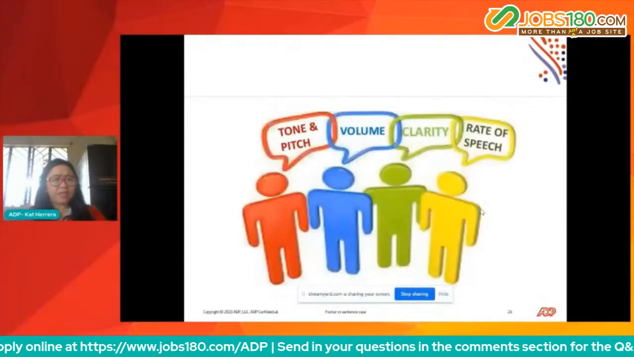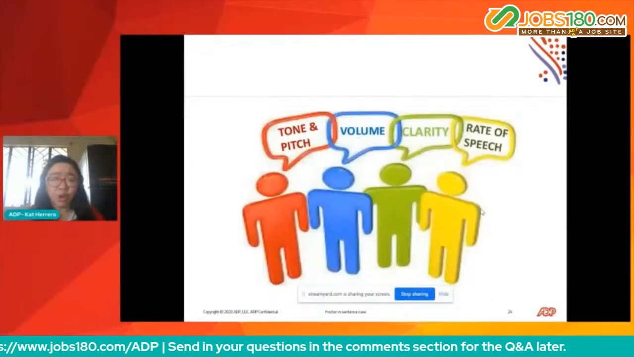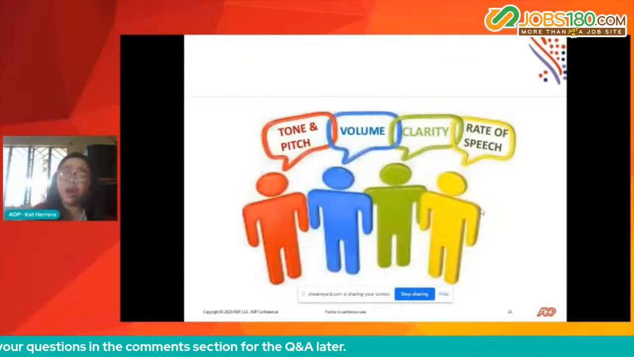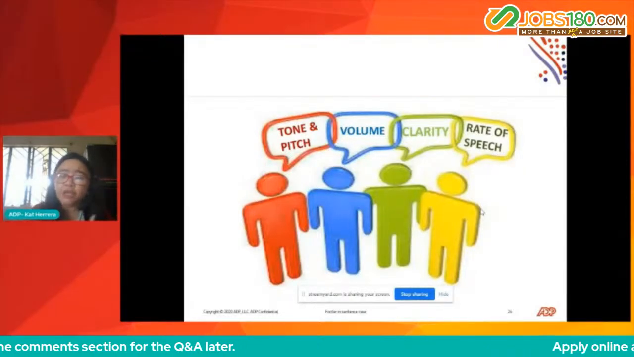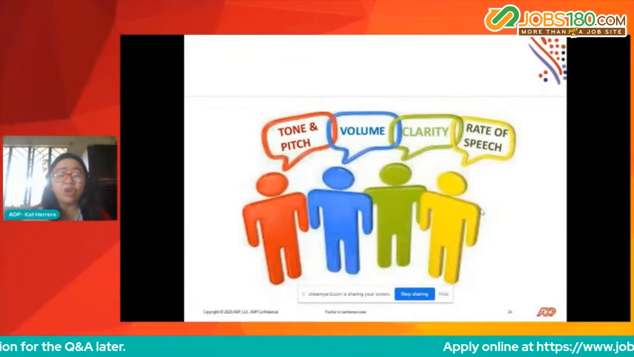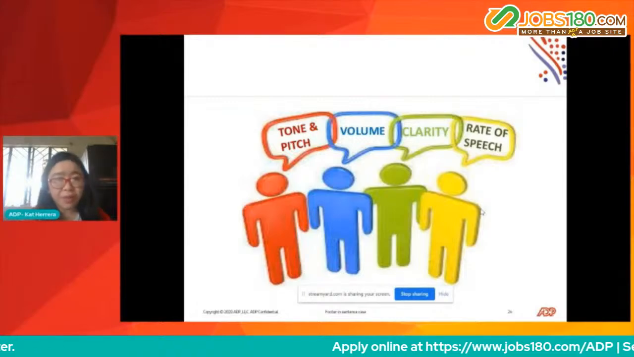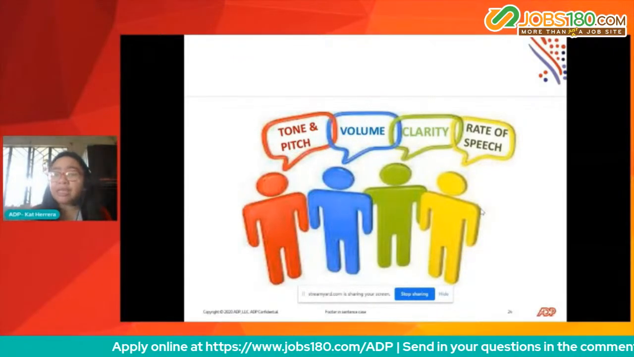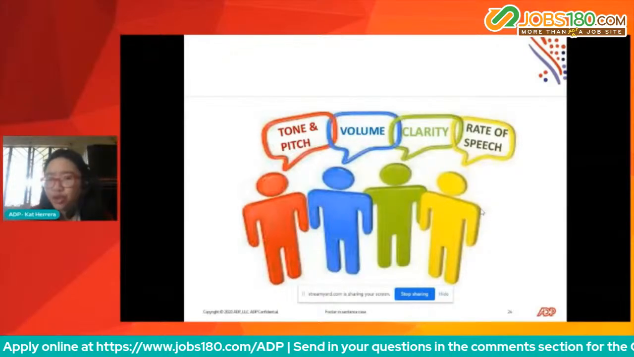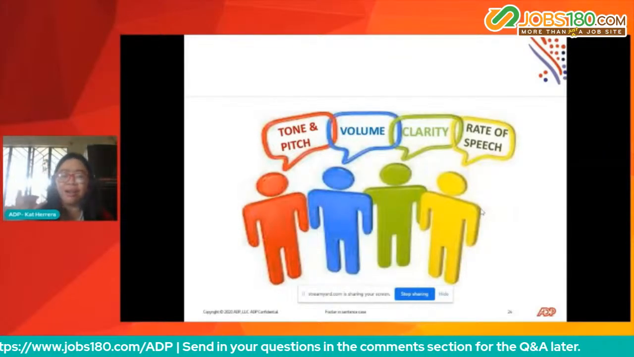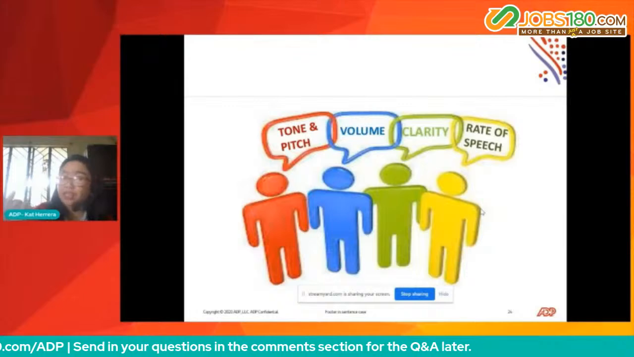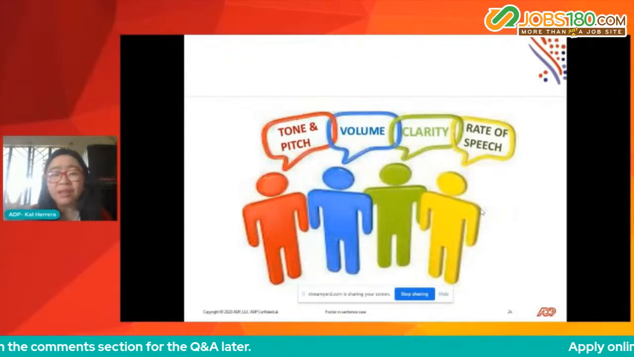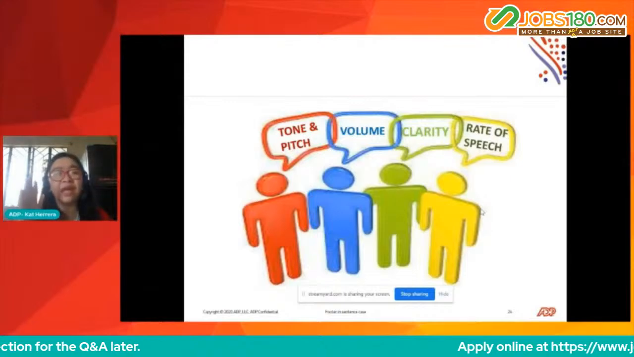So let's say you've already spoken up. Let's talk about your tone, pitch, volume, clarity, and rate of speech. These are all equally important, because you have to adjust and match your tone, volume, and rate of speech based on the person that you're talking to. If, for instance, an old lady comes to you and you take the call, definitely you would not be advised to speak so fast, because old people tend to want you to pace yourself slower.